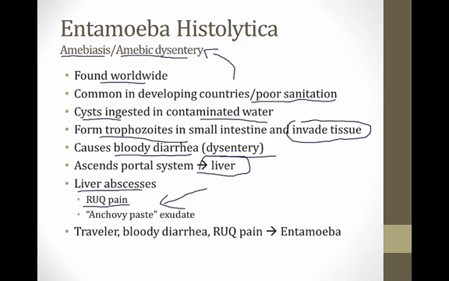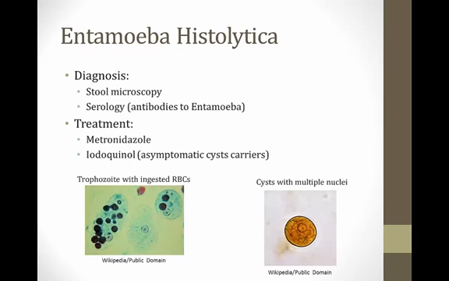I've never used anchovy paste for cooking, but if you do, this is what it looks like. So the classic case for someone who's got amoebiasis is going to be a traveler to a foreign country who comes home and has bloody diarrhea and right upper quadrant pain. That person has an Entamoeba infection. Just like with Giardia, you can diagnose Entamoeba infections by stool microscopy, but the findings are a little bit different.